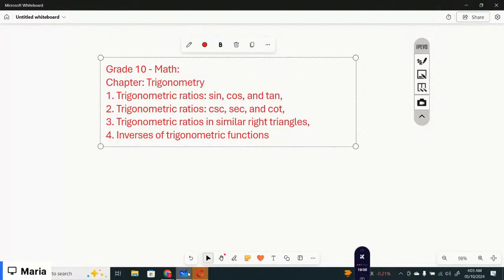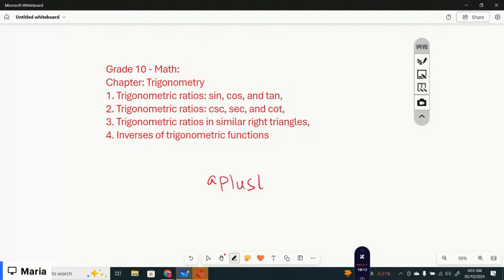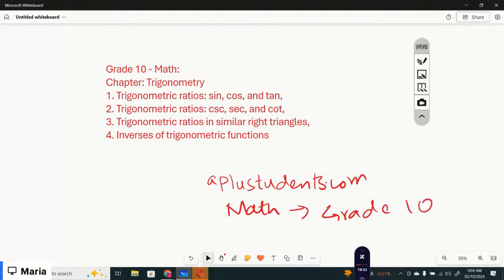You can find all the lessons on aplusstudents.com. You have to log in there using your email address and password as provided by the administrator. Then you have to select math from the subject tab, scroll down to grade 10 math and then click on view all lessons. There you can find a list of the chapters.